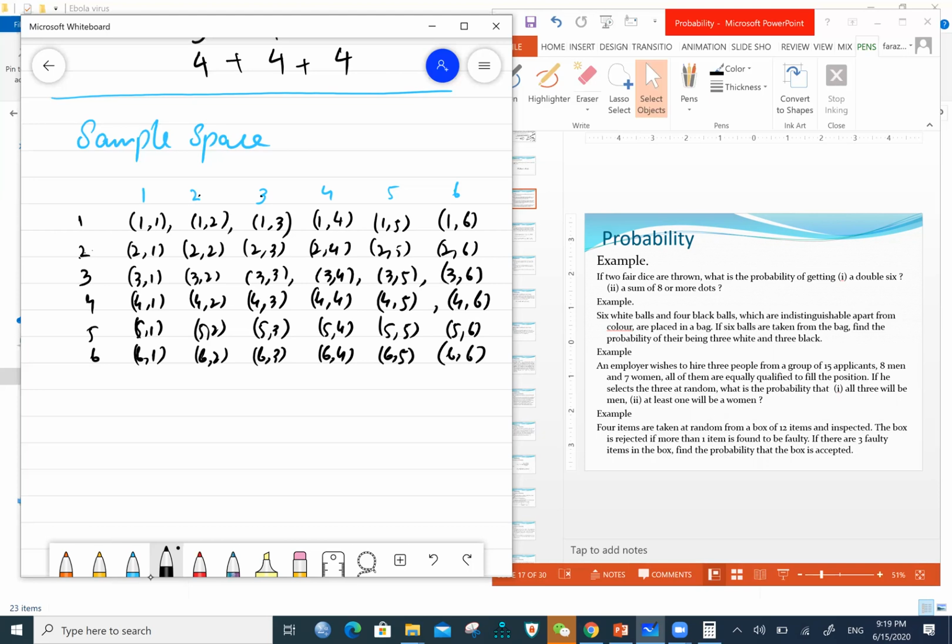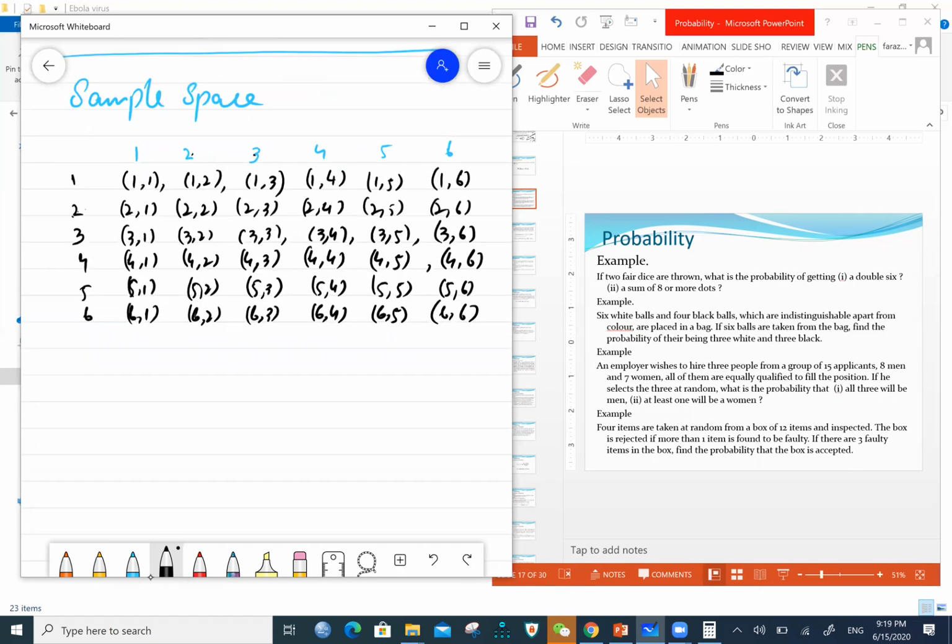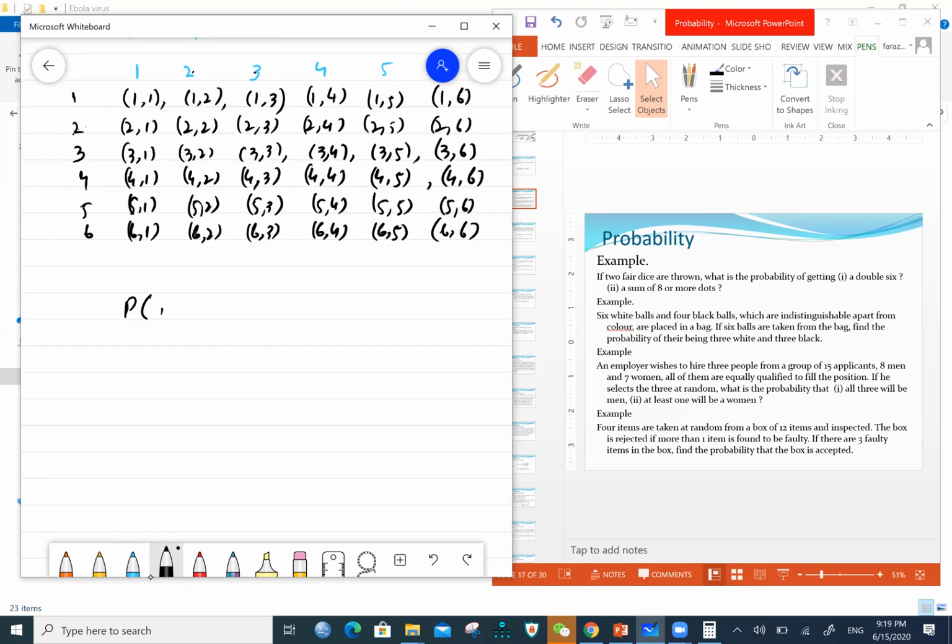The question was getting a double six. In all these 36 options, how many times are we getting double six? 1. So 1 by 36. We are getting 1 double six out of 36 possibilities.